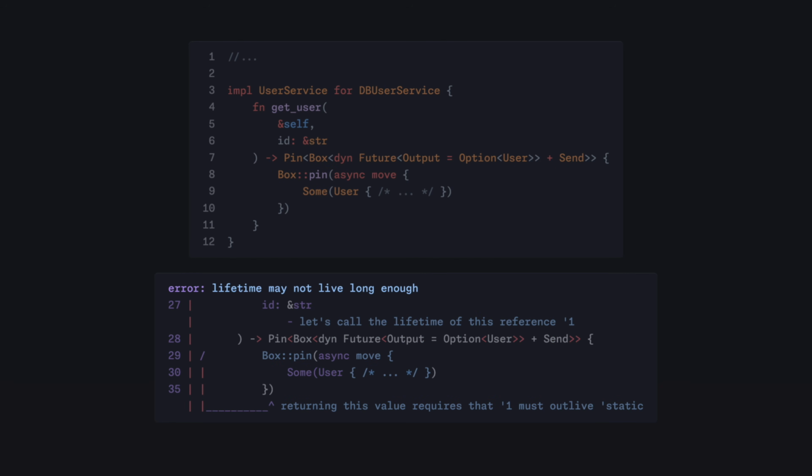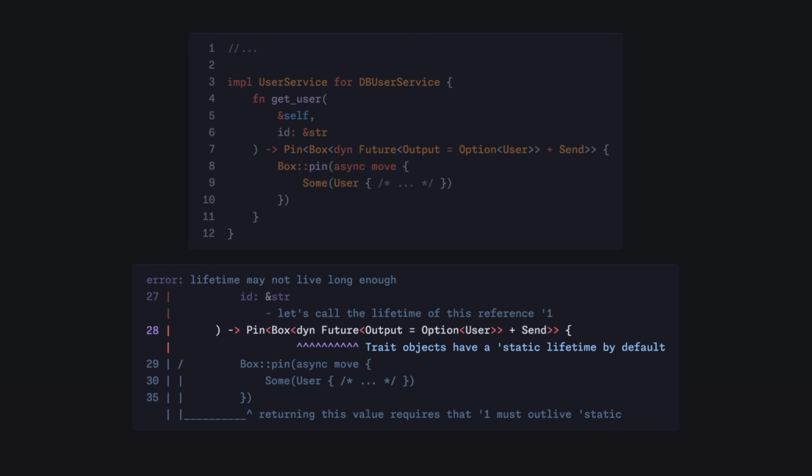It says lifetime may not live long enough, and then it points at the ID argument and labels its lifetime as tick1. So what's the problem? The important line is this one. Returning this value requires that tick1 must outlive tickStatic. The compiler is telling us that your async block is capturing the ID argument, which is a reference that only lives for some generic lifetime tick1. But the return type is a trait object, and by default, trait objects have a static lifetime.